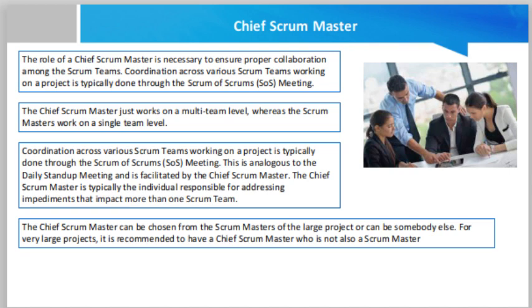Okay. The Chief Scrum Master can be chosen from the Scrum Masters of the large project or can be somebody else. For very large projects, it is recommended to have a Chief Scrum Master who is not also a Scrum Master, because the effort required for the Chief Scrum Master role will prevent them from also being able to dedicate enough time to work with his or her Scrum team.